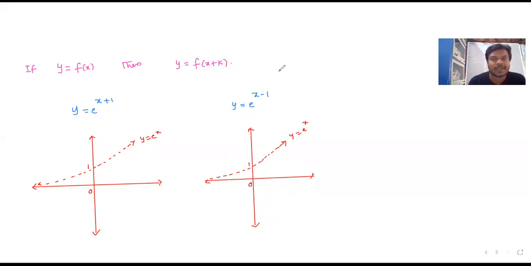Now, if I write the value of x equal to minus 1, then what happens? What I am saying, if I write the value of x equal to minus 1, then e power 0 becomes 1. So here, when you write 0, e power 1, so we get here.